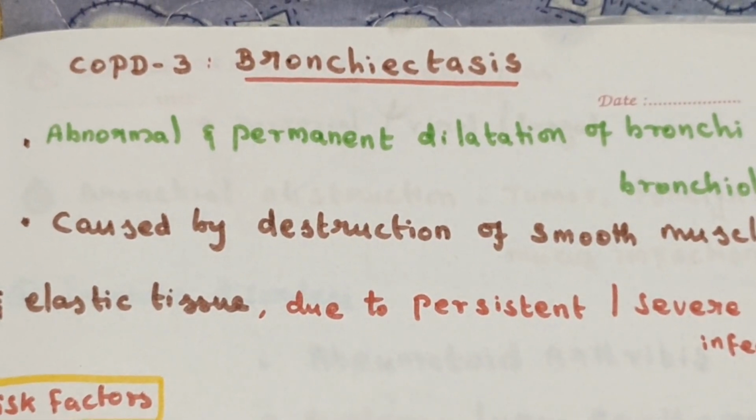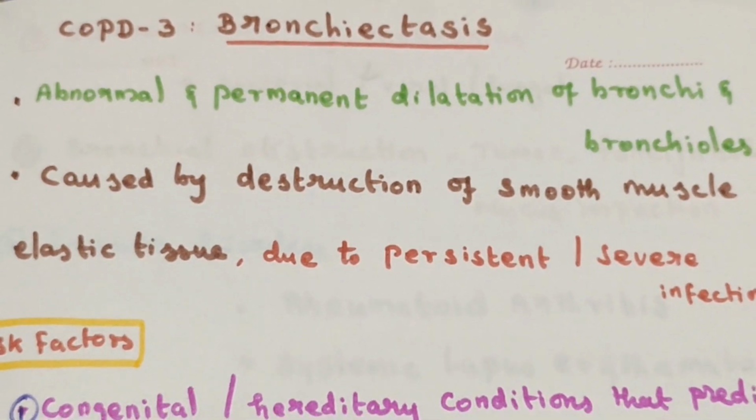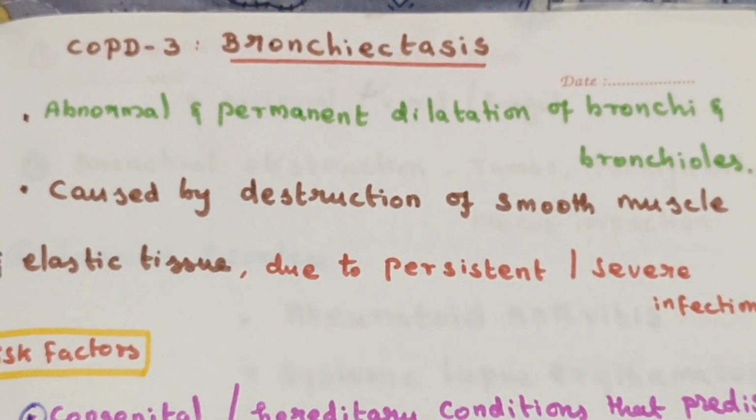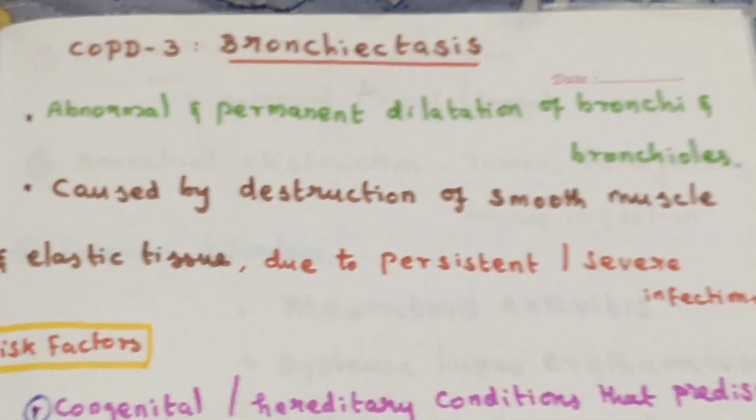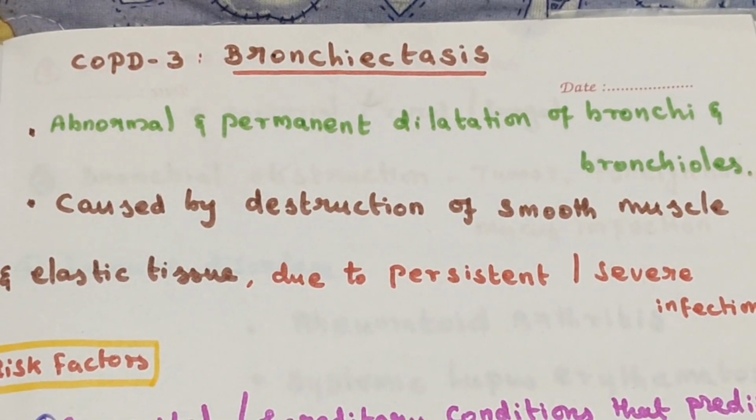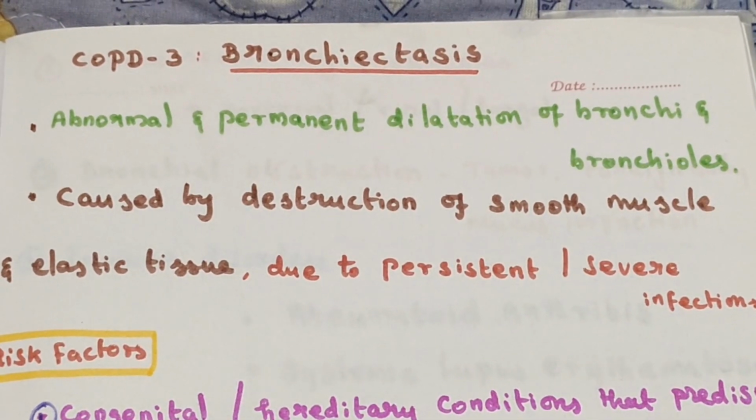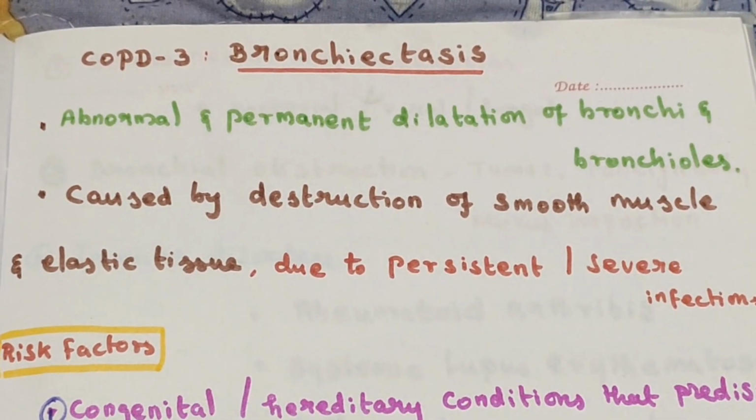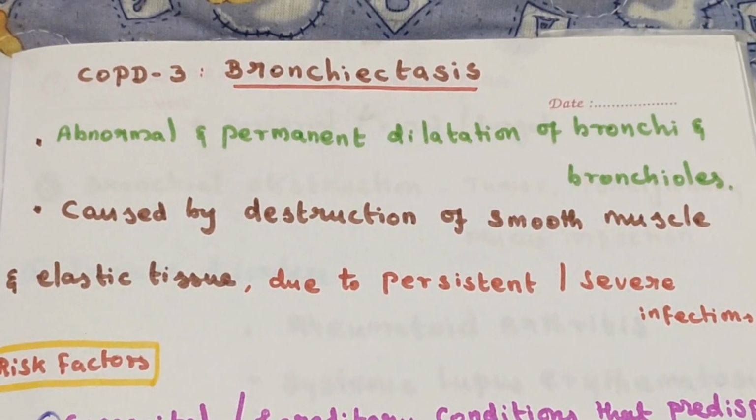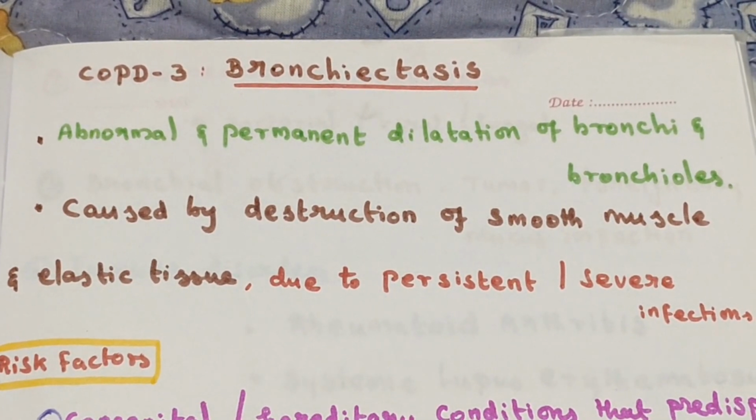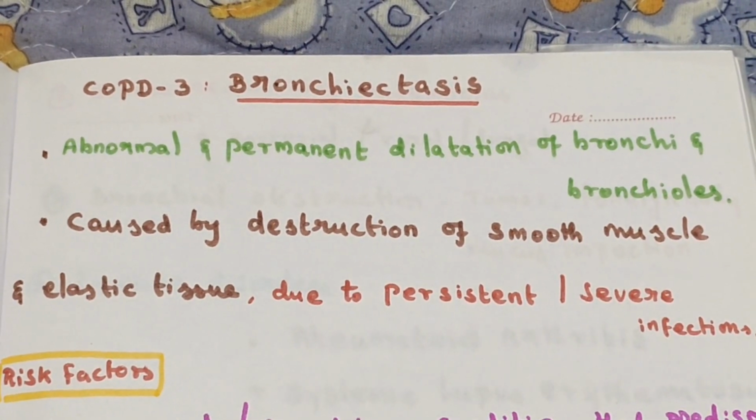Today's topic of discussion: bronchiectasis. What is bronchiectasis? It is an abnormal and permanent dilatation of bronchi and bronchioles. Why are these bronchi and bronchioles dilated? That's because of destruction of smooth muscles and elastic tissue of the bronchi and bronchioles.